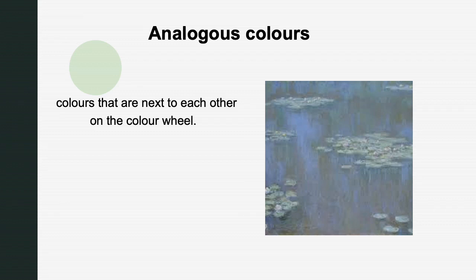Analogous color. Colors that are next to each other on the color wheel. When used as a color scheme, analogous colors can be dramatic. For example, blue with blue green, green and yellow green, red with red purple, purple, blue purple. These are analogous colors.